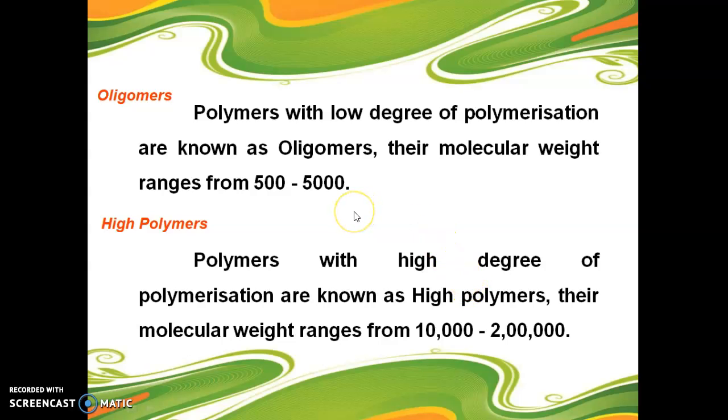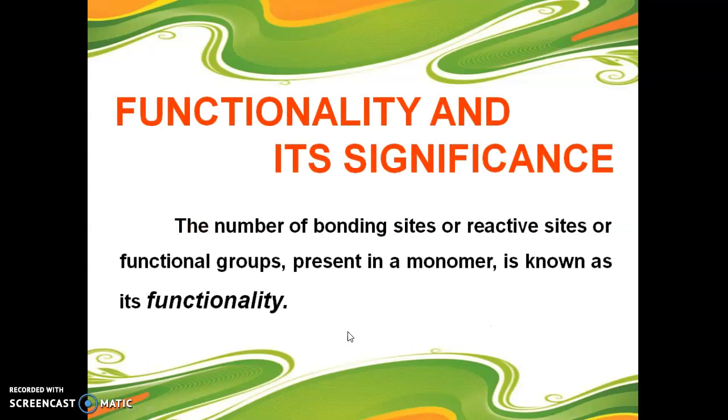So next, oligomers. Polymers with a low range of degree of polymerization are called oligomers, and here the molecular weight ranges from 500 to 5000. Next, high polymers. So polymers with high degree of polymerization are known as high polymers. Their molecular weight ranges from 10,000 to 2 lakh.